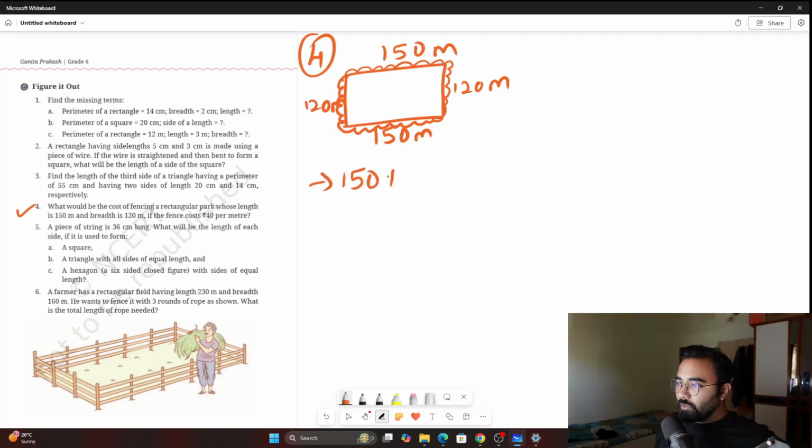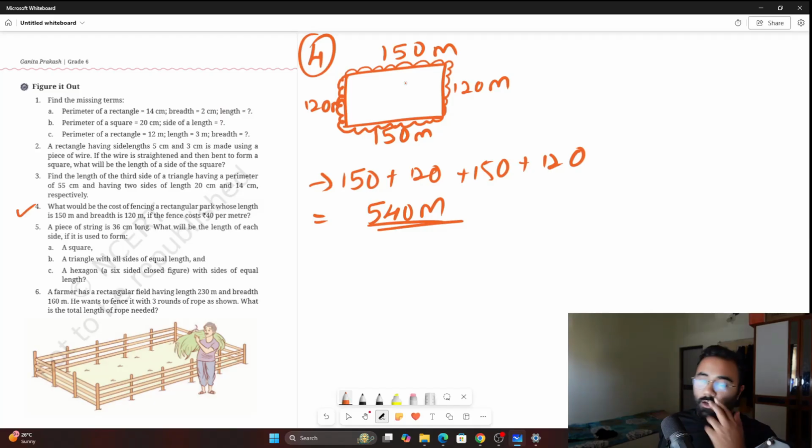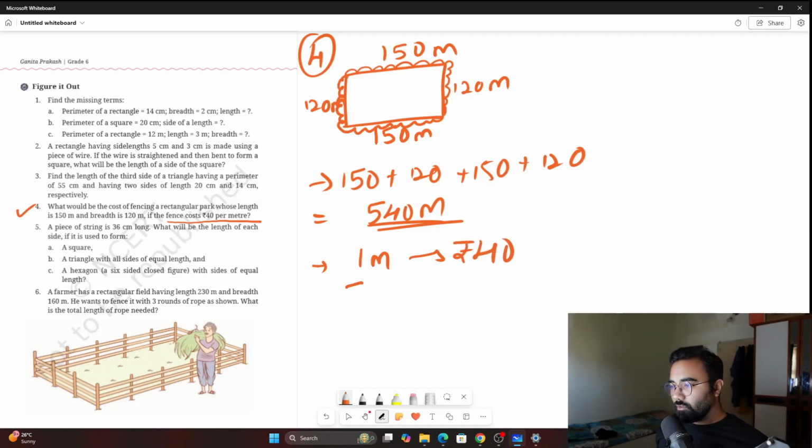That is 150 plus 120 plus 150 plus 120. Okay, so over here 150 plus 150 is 300, 120 plus 120 is 240. So 300 plus 240 is 540 meters. So this is the total length. Okay, now what is the cost of fence? It is given in the question that the fence costs rupees 40 per meter. All right, so for each meter you must pay 40 rupees. So for 540 meters, how much will you pay?